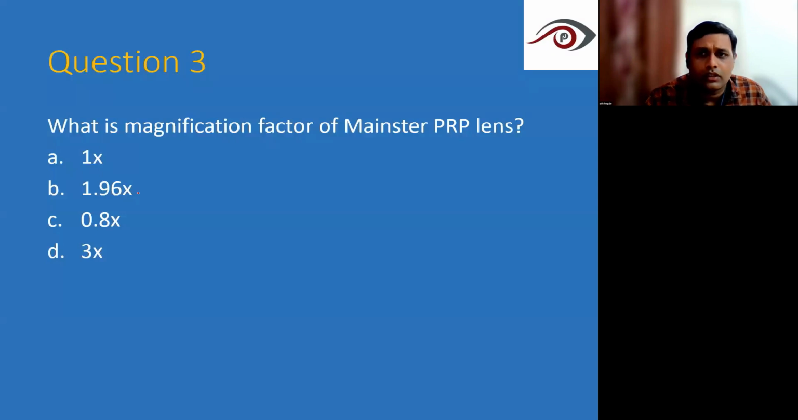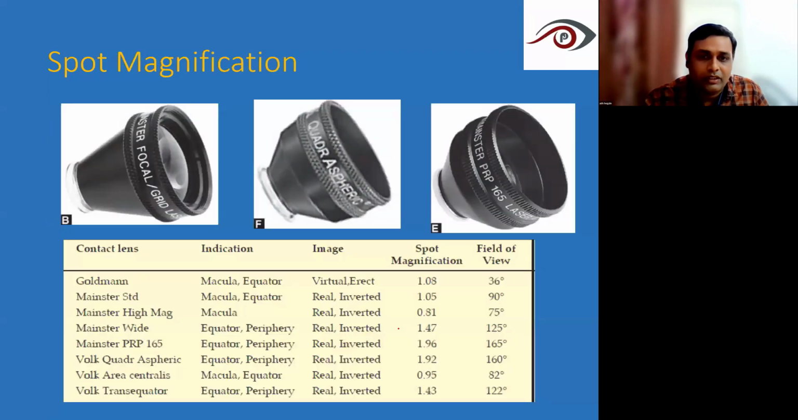So 40% of the people have said it's 1.96. Yes, it is 1.96. That means almost double the laser spot. And 27% have said it's 3x. Usually there are certain lenses which may give up to 2x, but 3x we won't use nowadays. So the answer for the Mainstar PRP lens is 1.96x, almost double. As I told you, this becomes important because when the light source goes into the retina, the image will double. The light power will double.